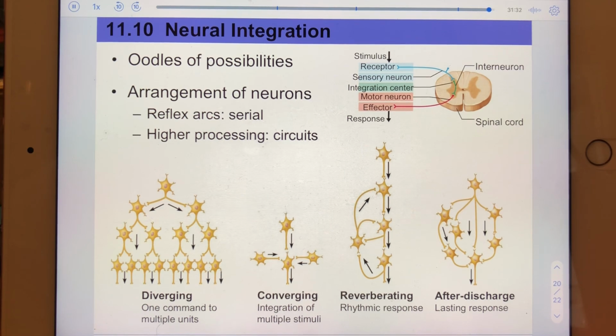And then an after discharge circuit, it's kind of a combination between diverging and converging, because it first diverges and then reconverges. And we tend to have this layout when we want to bring about lasting responses. And, take that with a grain of salt, lasting with respect to the nervous system, not in comparison to the endocrine system, all right? So these linkages, I think, are the last slide that we have in chapter 11.